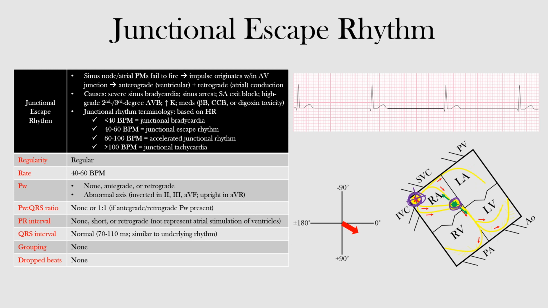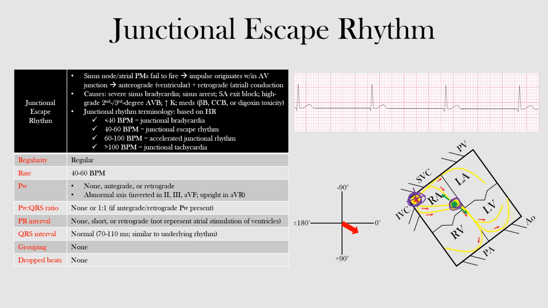Let's go through why this junctional escape rhythm occurs in a little more detail. If you recall, we have pacemaker cells located throughout the normal electrical conduction system of the heart, each of these cells with the ability to independently sustain a heart rhythm. The rate of spontaneous depolarization of these pacemaker cells decreases as you go down the conduction system. For instance, the intrinsic rate of the sinus node is between 60 and 100 beats per minute. The atria is slightly less than 60 beats per minute. The AV node between 40 and 60 beats per minute. And then the ventricle between 20 and 40 beats per minute.